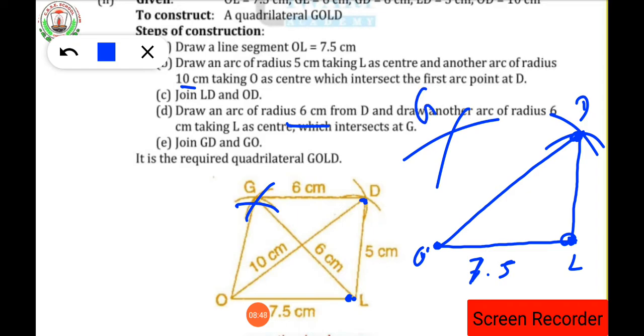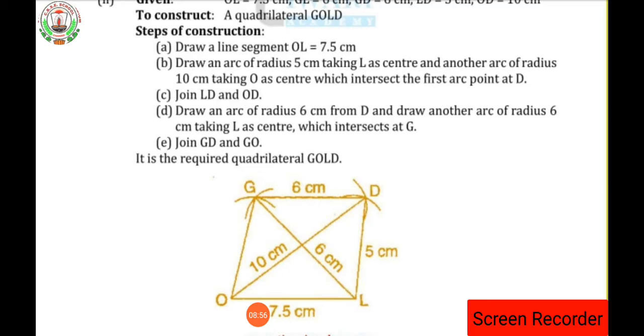Then the last step is to join GO and GD. Thus it is the required quadrilateral GOLD. That means you will get the required quadrilateral as GOLD.